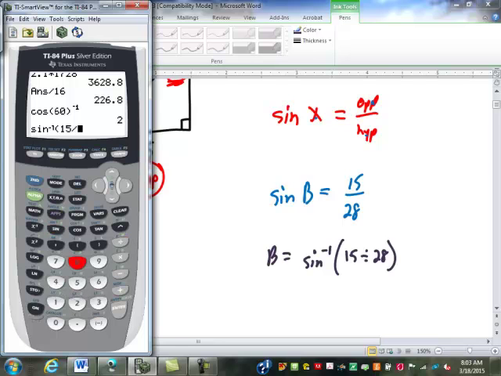Now here's where you have to remember to close your parentheses on these functions. If you don't, some of your calculators will still catch it. Some of them will mess it up. And we get 32.3992. So 32.39.